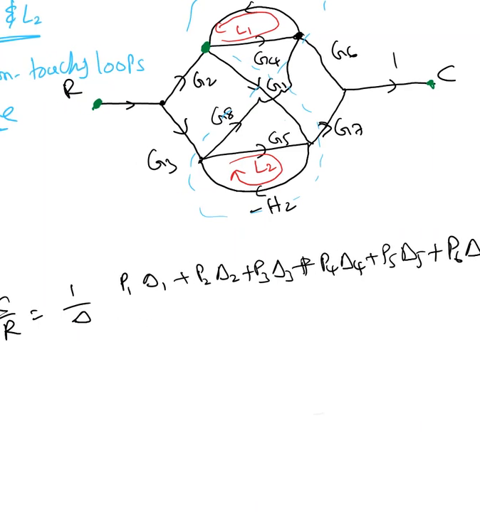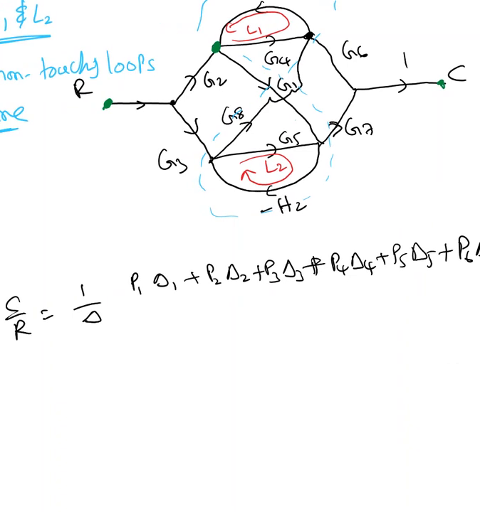So our goal is first finding delta. Delta equals 1 minus the sum of the individual loops L1 plus L2 plus L3. Here I have only those 3 loops, plus the sum of the multiplication of 2 non-touching loops. Here I have only L1 and L2. I don't have any more, so I can say it's L1 times L2.